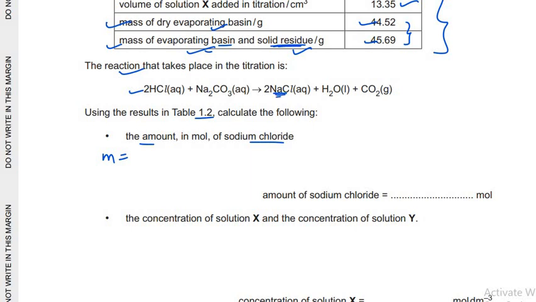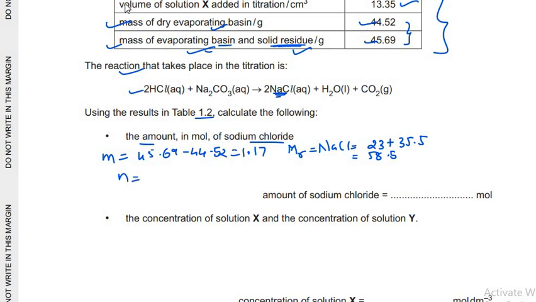So for that, 45.69 minus 44.52, and that is equal to 1.17. Fine. Now if we calculate the Mr, that is the relative molecular mass of NaCl, then we have 23 plus 35.5, and on addition we get 58.5 grams.